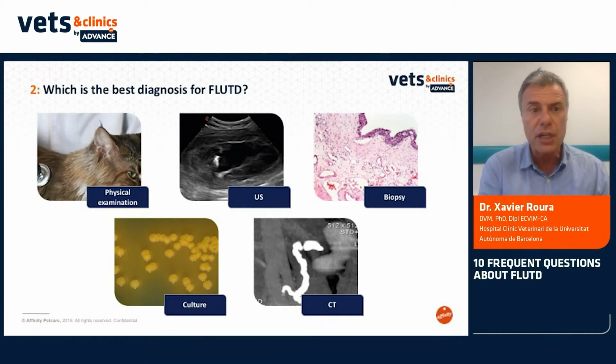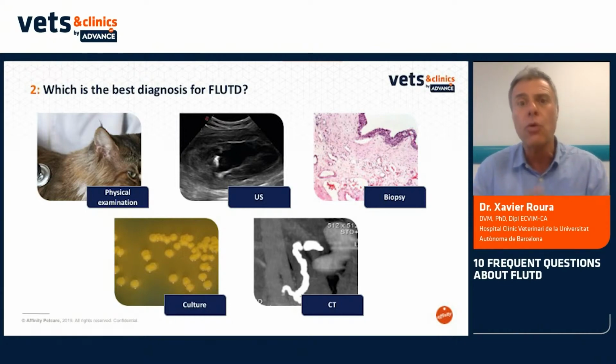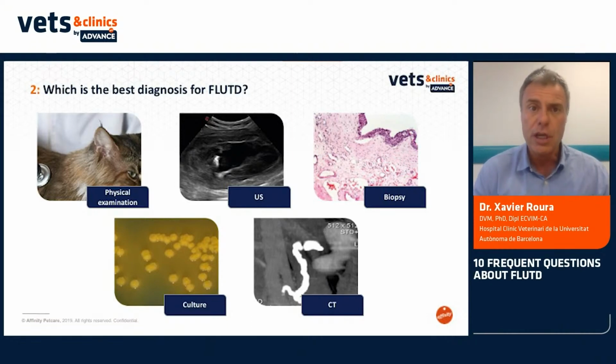So, in addition to physical examination, we need to do other diagnostic imaging tests like abdominal ultrasound, or maybe we need to do a culture, or maybe we need to do histopathology in order to rule out a neoplasia. So we need to do other kinds of tests in order to rule out these other potential causes. If I don't find any cause, my diagnosis will be feline idiopathic cystitis.